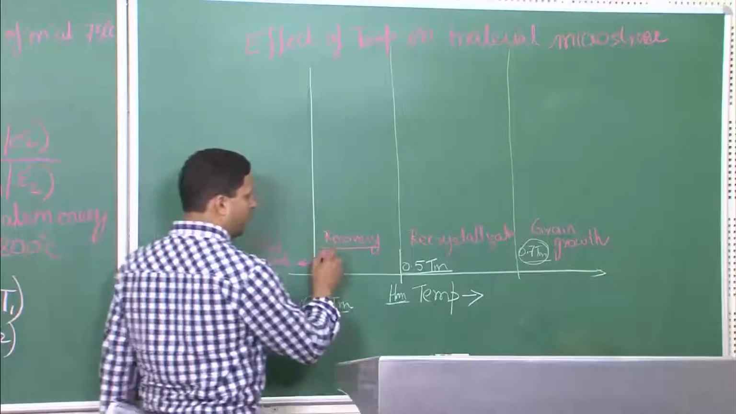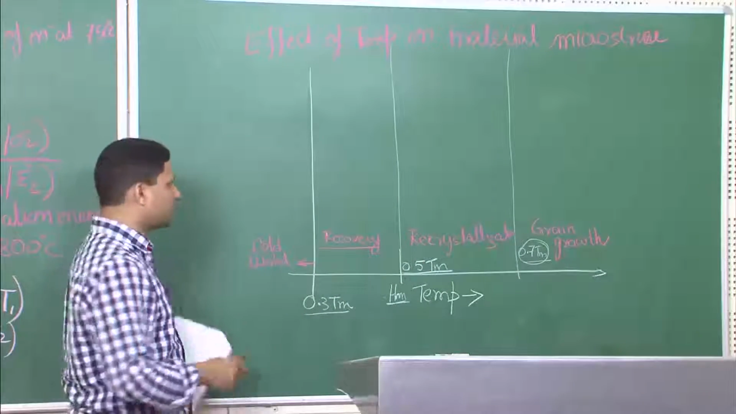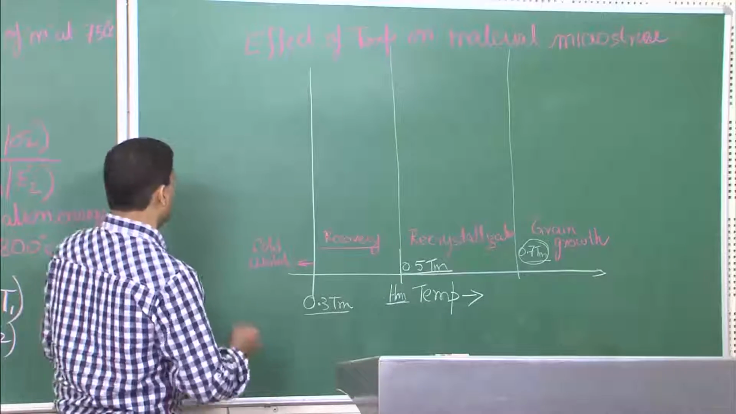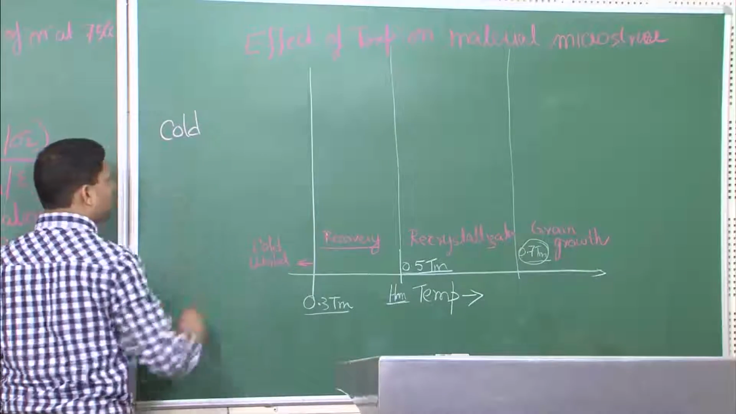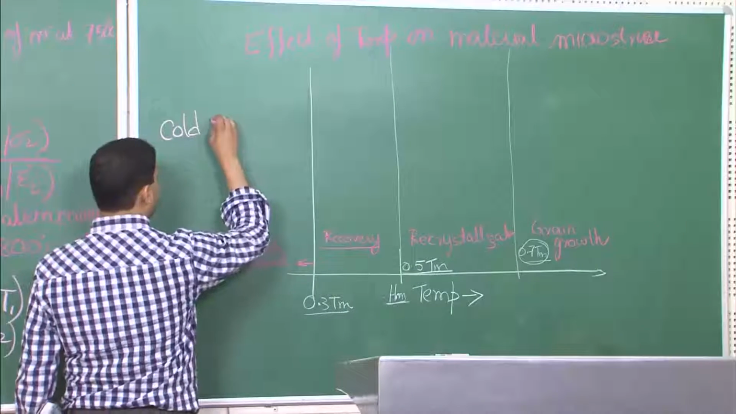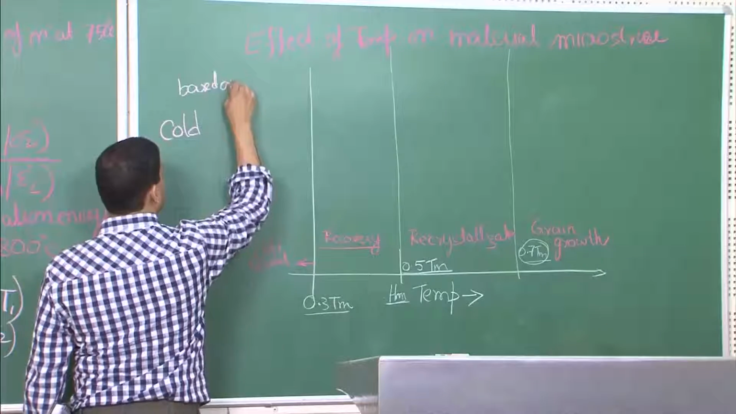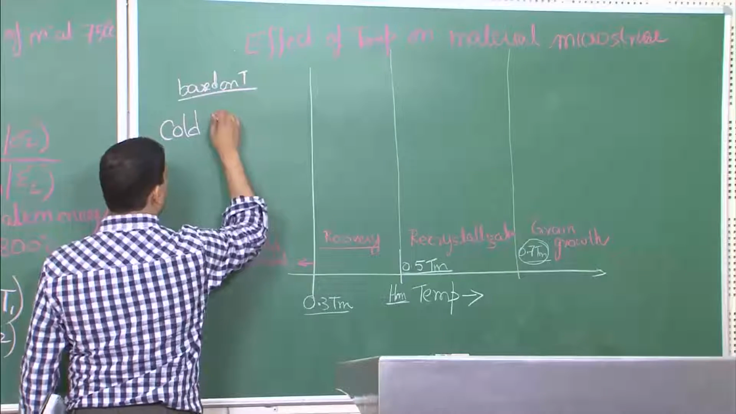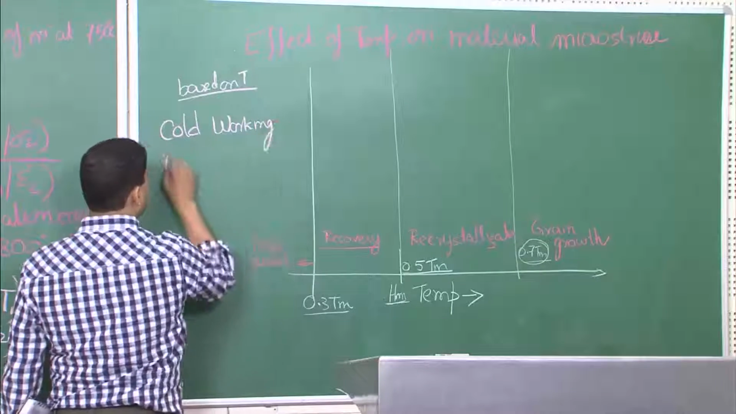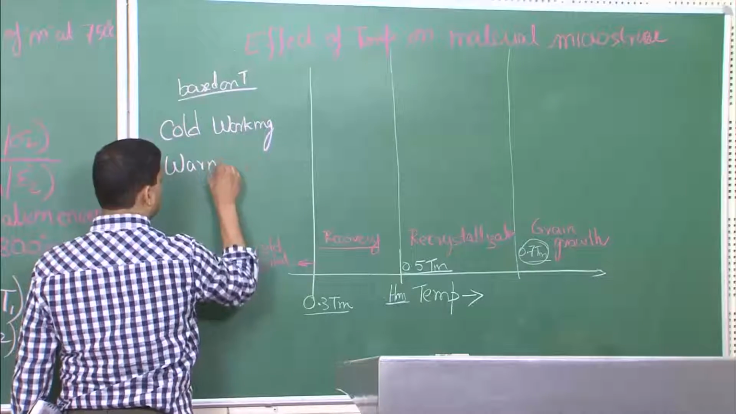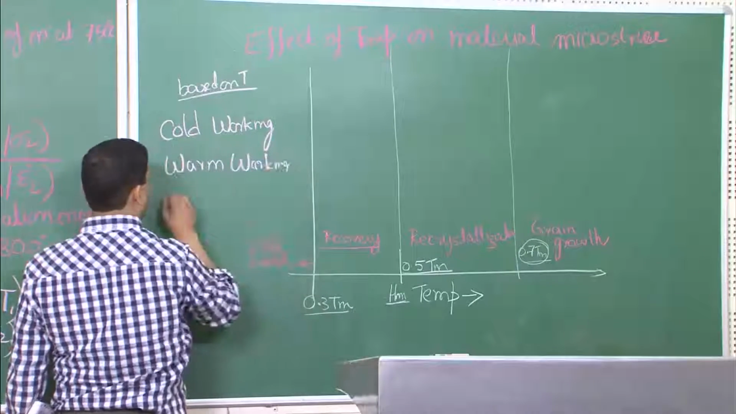And since we have these different microstructural transformation zones, we describe, you remember we had 3 different forms of working based on temperature. It was cold working, warm working and hot working.